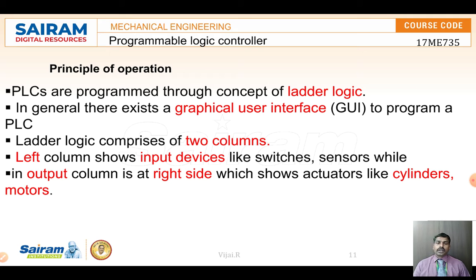The PLC circuits follow a logic that we call ladder logic. Just like a ladder has two vertical straight lines and horizontal lines joining them, the PLC ladder logic has two vertical lines, which we call rails, and horizontal lines, which we call rungs. Later we will see the entire program.